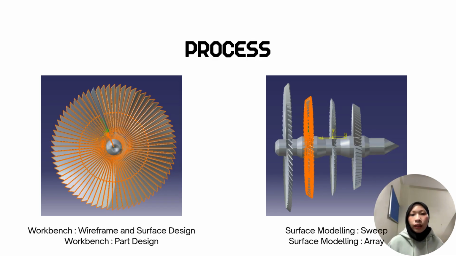In this final process, the surface modeling sweep function is used to create repeated blade or fin shapes along a defined path. This allows complex shapes to be formed consistently. Then the array function is applied to duplicate these features evenly around the central axis. This significantly reduces modeling time and ensures perfect spacing.